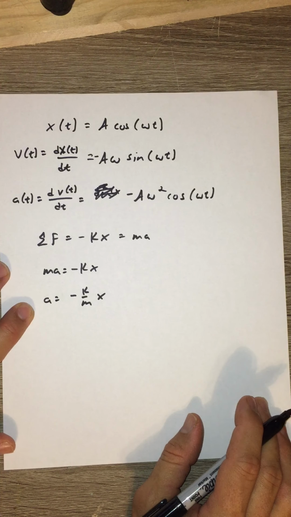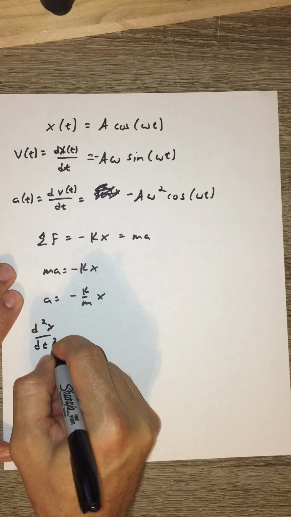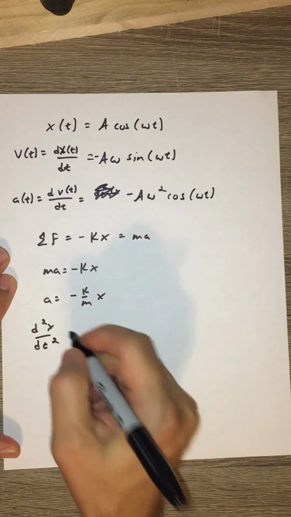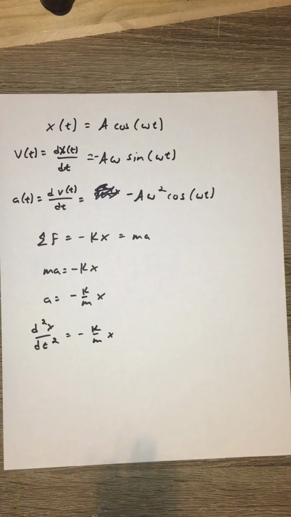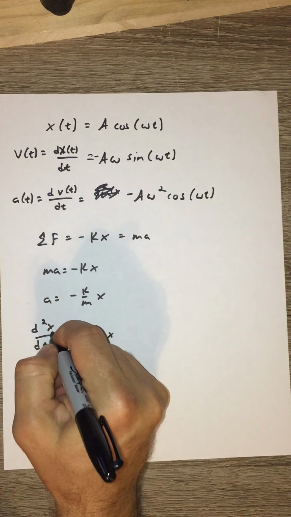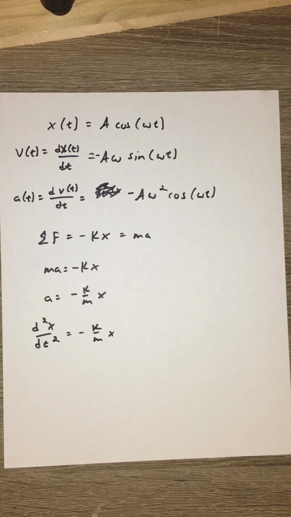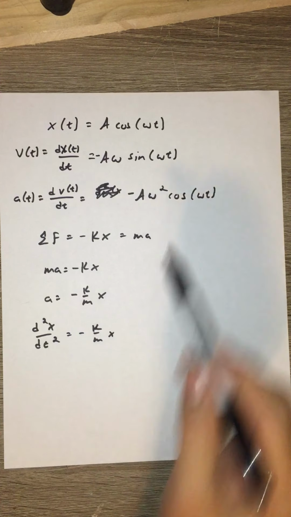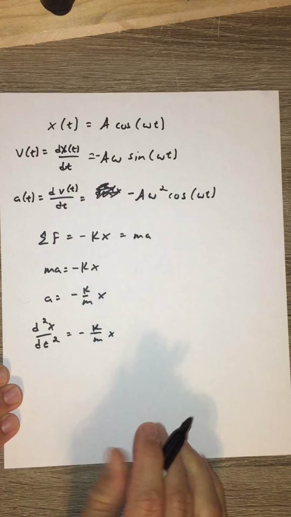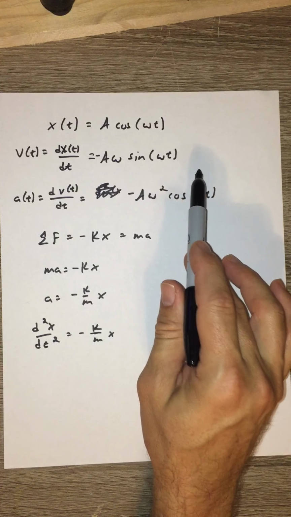Now, let me rewrite the acceleration as the second derivative of position. d squared x dt squared is equal to minus k over m x. This is actually a very important equation. It's a wave equation, and it's a second order differential equation, I should point that out. Fortunately, we already know the solutions to it. If you've been through a differential equations class, you know that finding the solution to differential equations is not always easy, but we actually know the solution to it. It's right here.